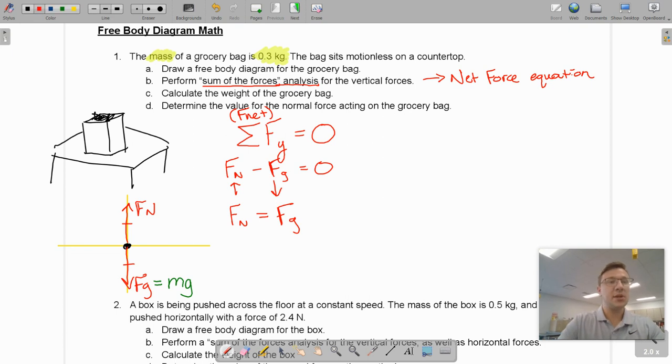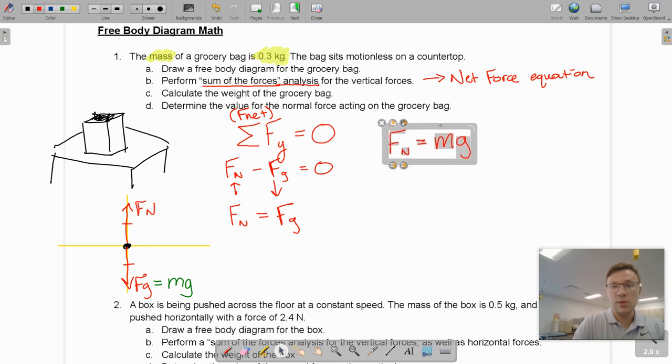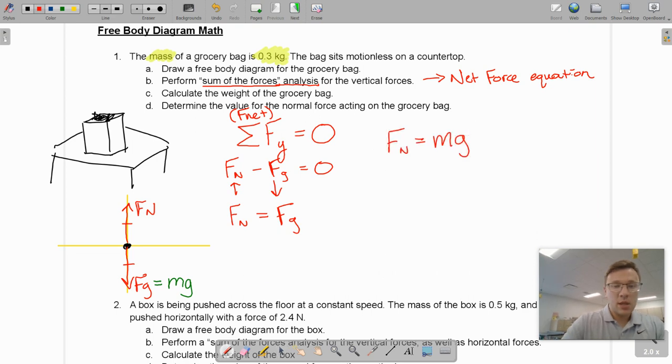So let's sub that in here. We'll say, okay, well, Fn is equal to, instead of Fg, how about mass times acceleration due to gravity? In fact, I am going to move this up here and we will continue. So I'm going to draw an arrow up here. So this is being replaced with this.